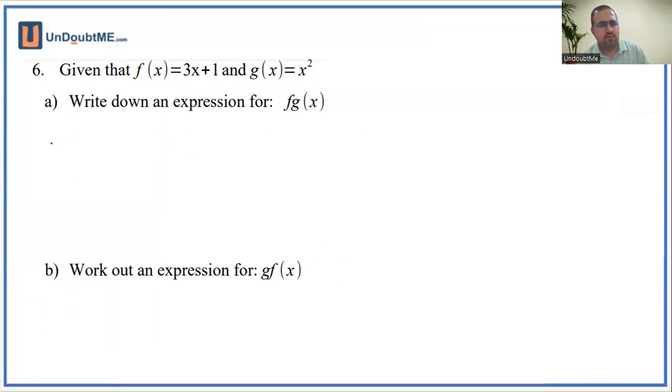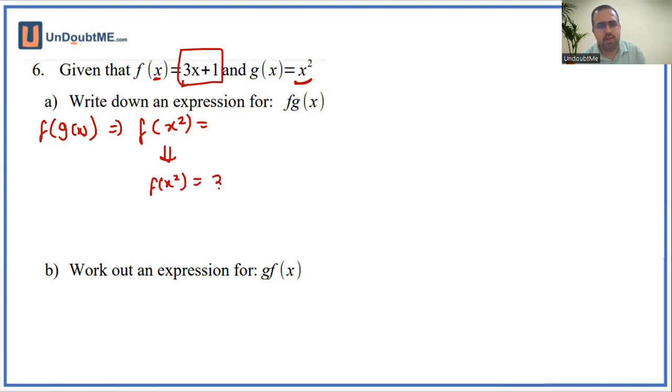Let us see. So when we say f g x, it is same as f of g x. So in f, in place of x, you're going to put the whole g x value. It means that g x value is x square. So I have to find f of x square. It means wherever I see x in f x, I will replace it by x square. So f of x square will be equal to 3x square plus 1.